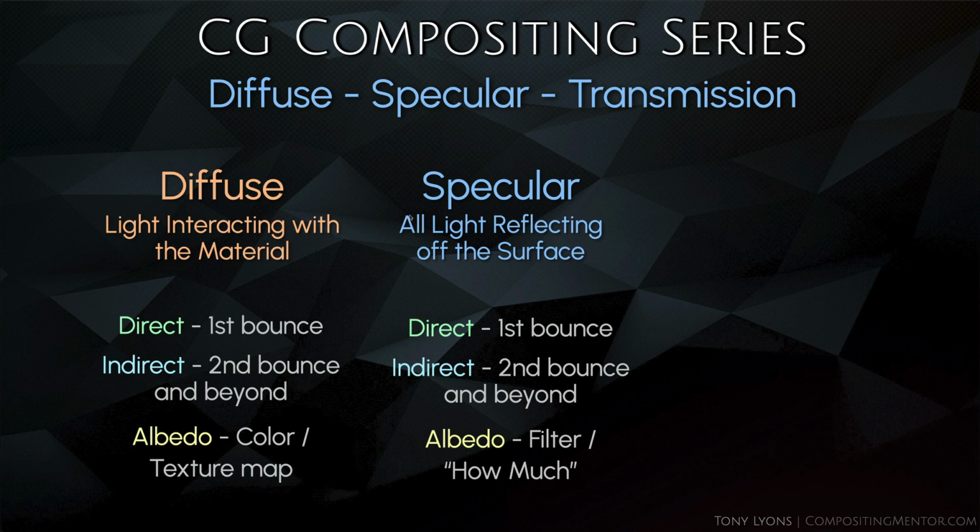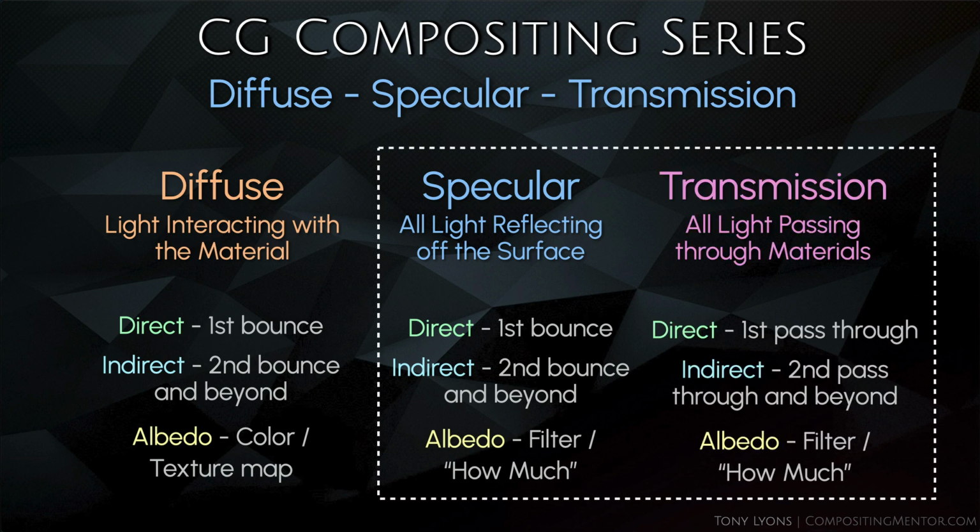Then we have the specular category, which is all light reflecting off the surface of the object. Once again, the direct is the first bounce, where the light hits the surface and bounces off. The indirect is the second bounce and beyond, just like the diffuse was. And the albedo is more of a filter, like how much are we seeing the specular. It's a multiplier. And then we have the transmission pass, which acts exactly like the specular pass, except it's all the light that is passing through the material. We also have the direct, which is the first time we see the light passing through the material, the indirect, which is the second pass through and beyond, and then the albedo, which is also the filter, or the multiplier of that transmission.